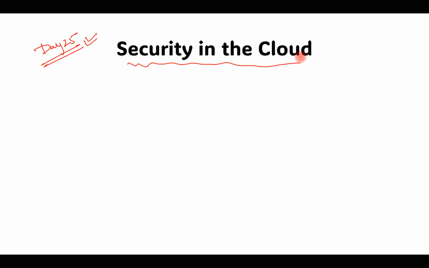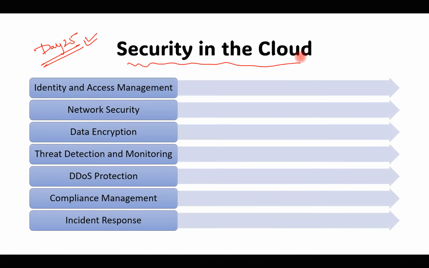In this video, we are going to cover all seven verticals. Either it is identity access management, which is related to the end user, then we will talk about network security, then data encryption, then threat detection and monitoring. Then we will go through DDoS protection, what exactly it is, and then we will move to compliance management, and we will wind up this session with the incident response services.